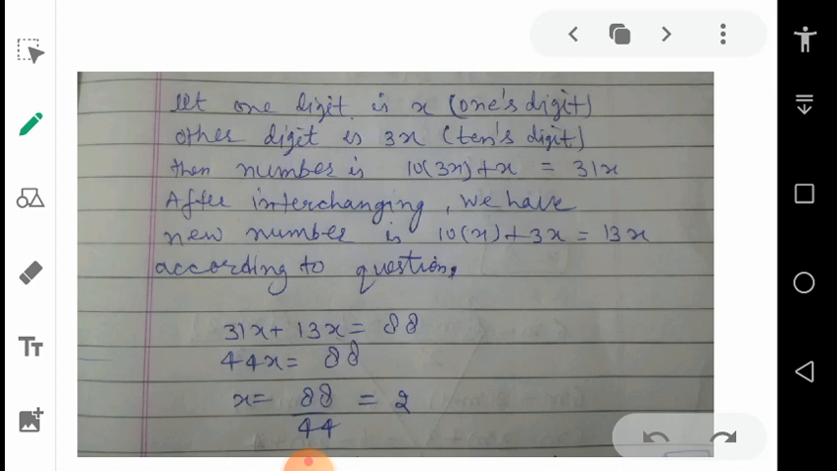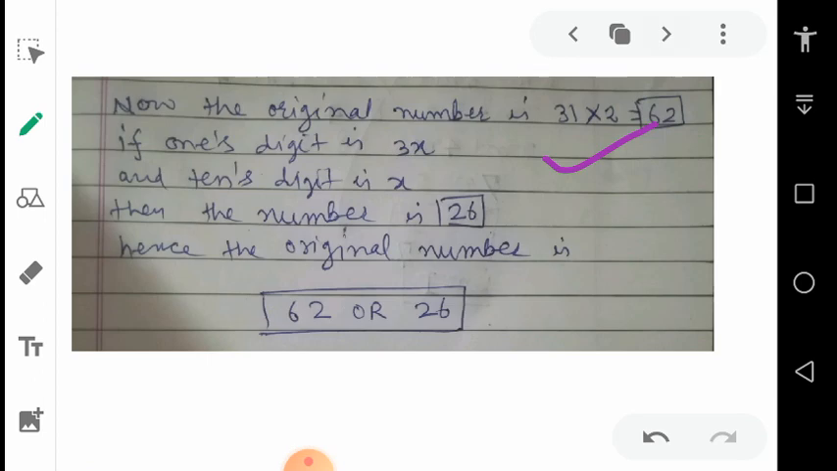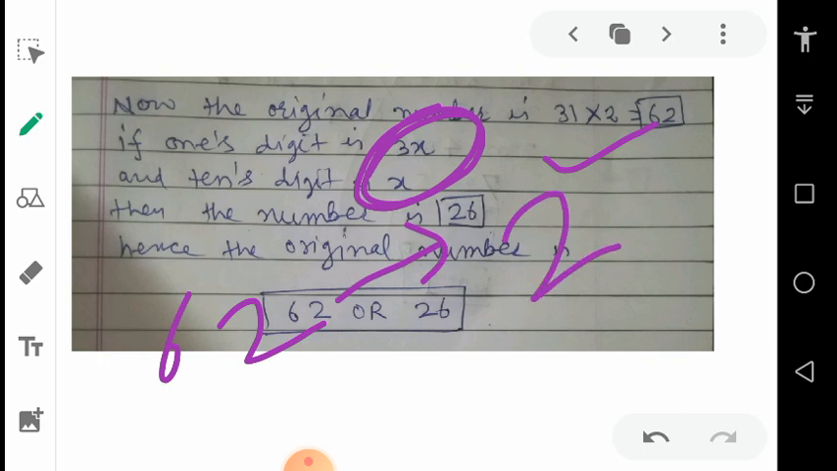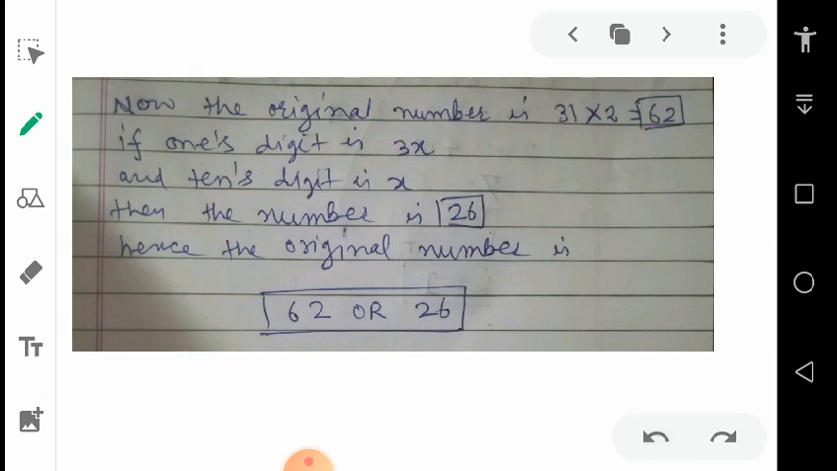Either one may be. Now we consider that if one's digit is 3x and tens digit is x, again in the circle, our number will be 26, obviously, because the digits are reversed, so 62 becomes 26. Now we got the answer: the original number may be either 62 or 26. Actually, this is a very important pattern regarding two-digit numbers, so be careful and sincerely study this.